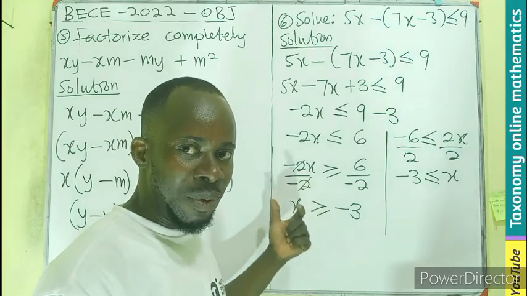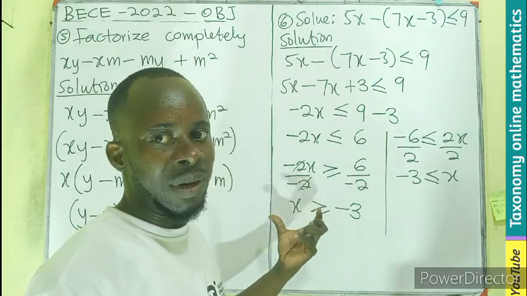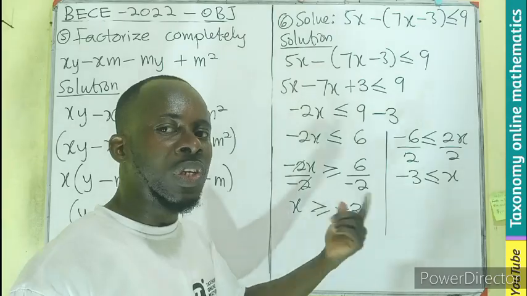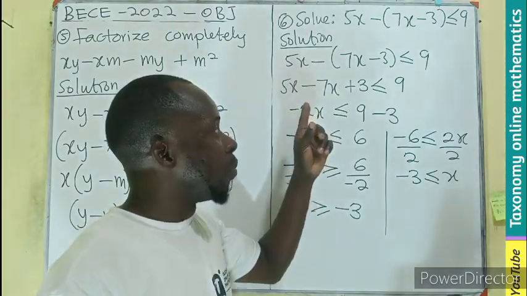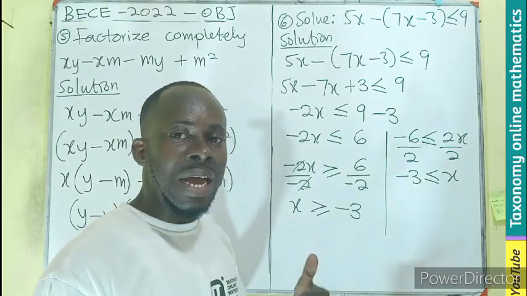We can also check from the playlist the detailed explanation why the sign always changes when we divide by negative. Check it out on the topic, the playlist for linear inequality.